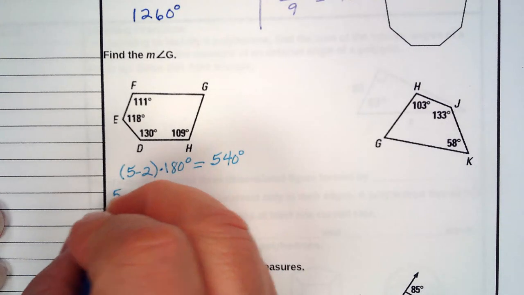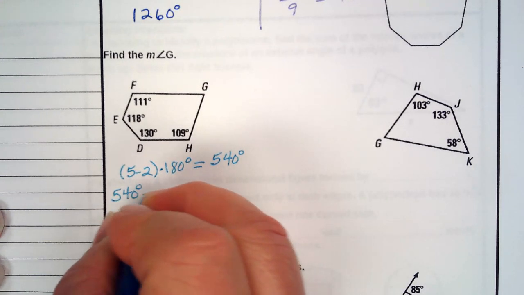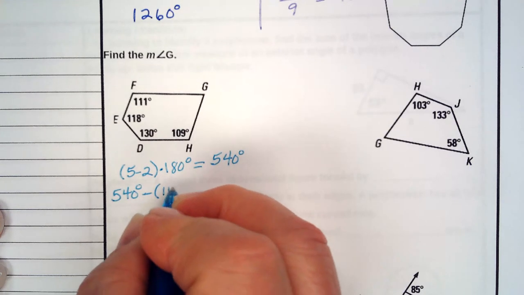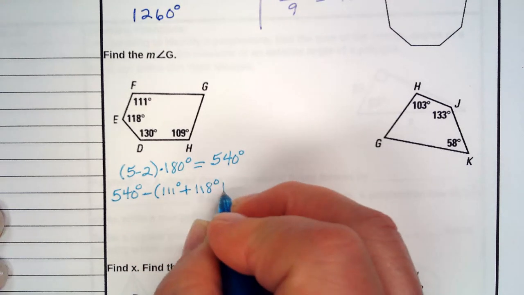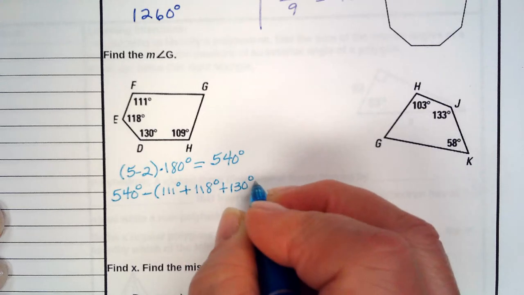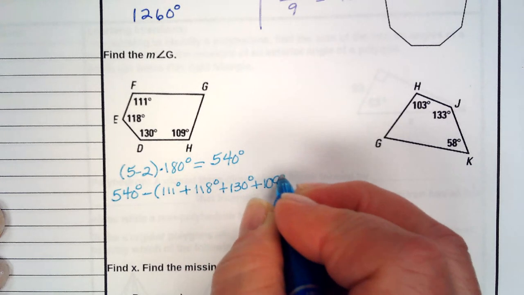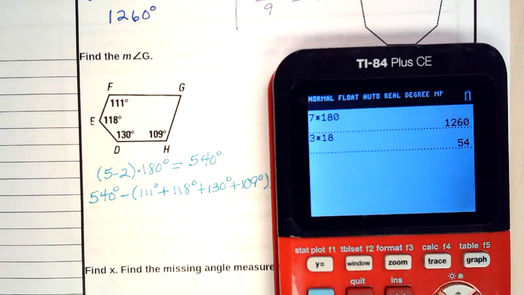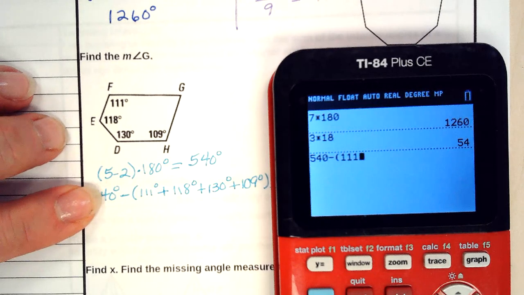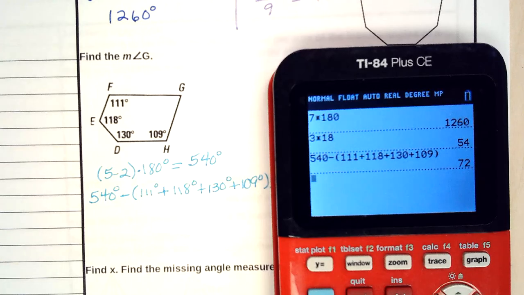So now, I take 540 degrees minus the sum of 111 degrees plus 118 degrees plus 130 degrees plus 109 degrees. Doing it all at once using parentheses: 540 minus parentheses 111 plus 118 plus 130 plus 109, and I have 72 degrees left.